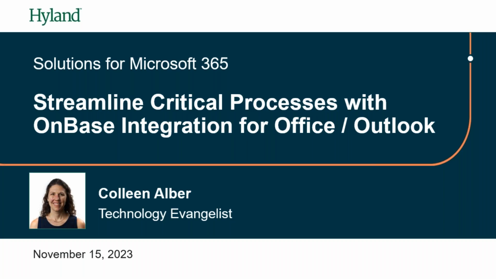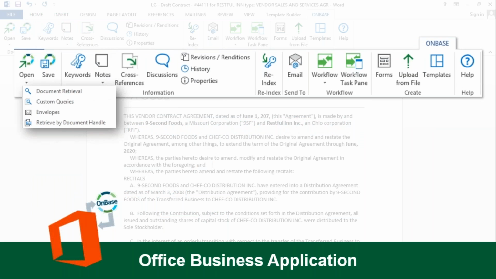So for years and years, Hyland's OnBase product has had integrations with the Microsoft Office suite, which we traditionally think of as Word, Excel, PowerPoint, and Office's Outlook email platform as well. In the early desktop days of these integrations, we stereotypically think of the Office business application. This brings an OnBase tabbed ribbon into Microsoft Office so that users can open documents from OnBase, work on them, save them back into OnBase as revisions.